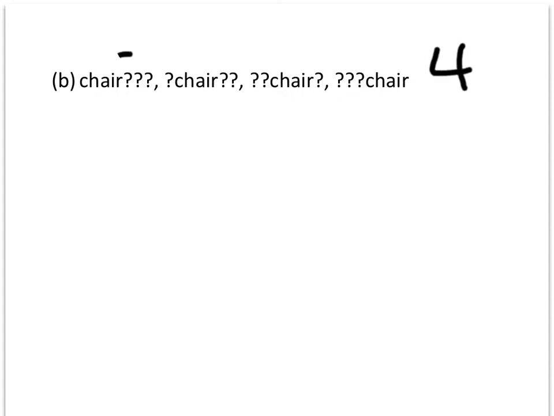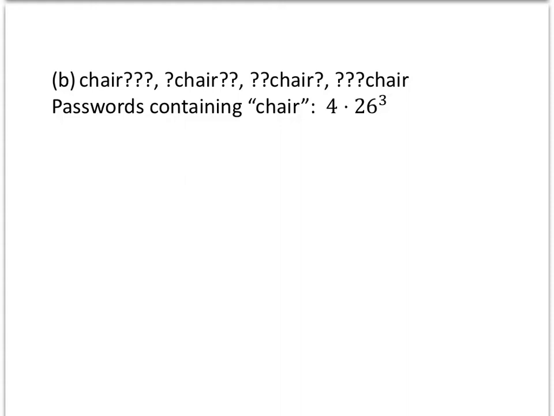Okay, and then we need to figure out how many ways I can select those letters that are remaining. Well, notice in each case there are 3 letters to be chosen, right? So the passwords containing chair, there are 4 because we want to choose one of these 4 different arrangements. And then I have 26 letters for the 3 question marks that I have here. So that'd be 4 times 26 times 26 times 26, or 4 times 26 cubed.